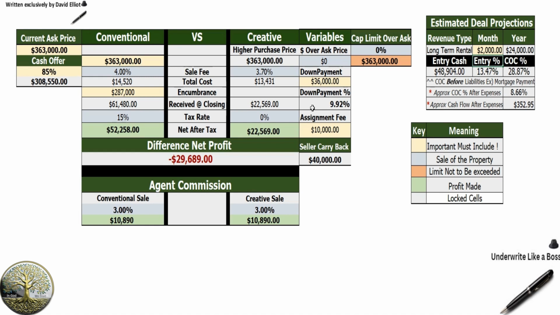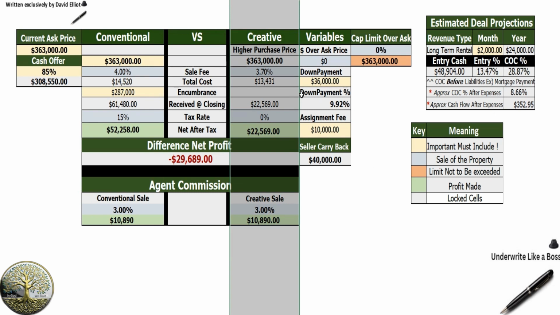Now, normally with creative, you can come up on the asking price. You absolutely can. And in fact, we're going to do that, just knowing that they're listed right now at $363. If they got a full ask price at $363 conventional, they're going to walk away with $61,000. So let's give the best case scenario for creative as well, because we gave the seller best case scenario for conventional.